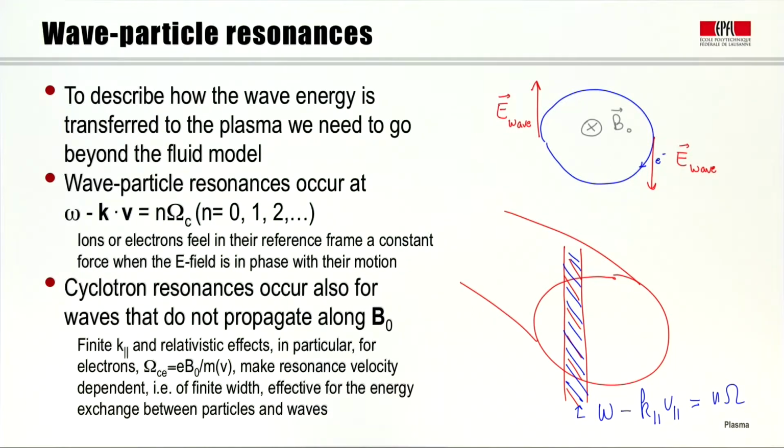which is much more effective for an energy exchange between particles and waves. So wave-particle resonances help us in transferring the wave energy into the plasma, and they also remind us that this can happen even in perpendicular or oblique propagation at the cyclotron frequencies as perceived by the moving particle in its frame of reference.